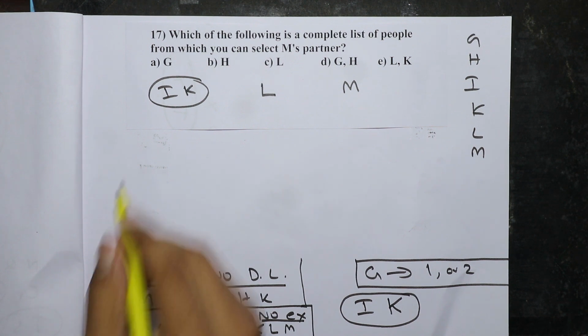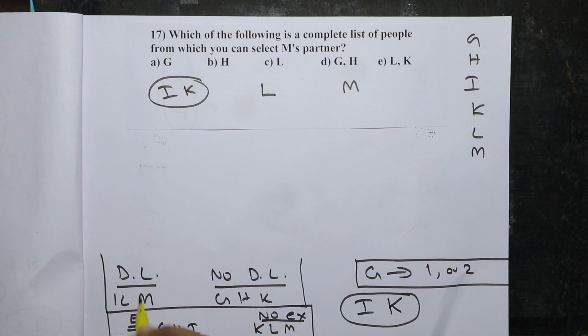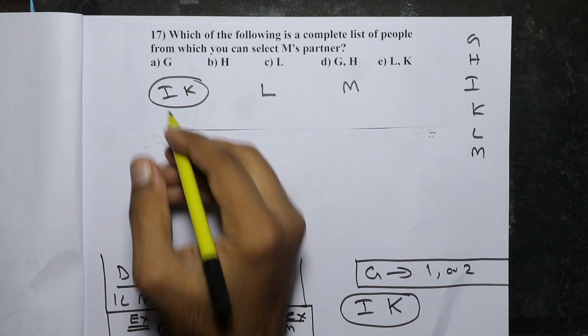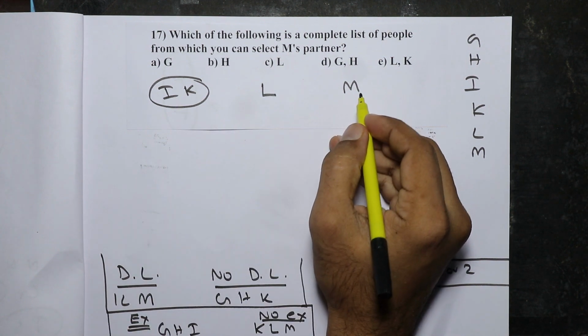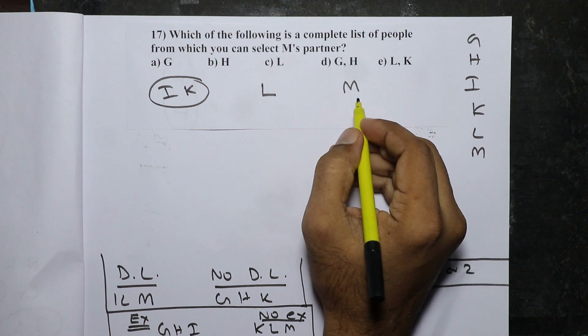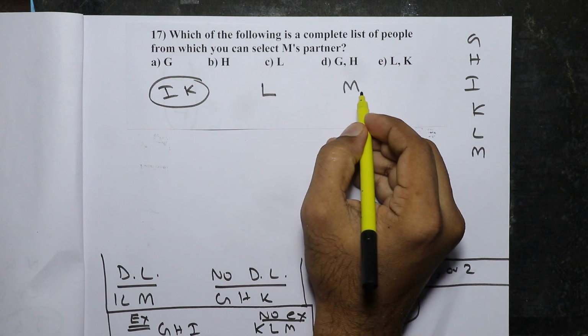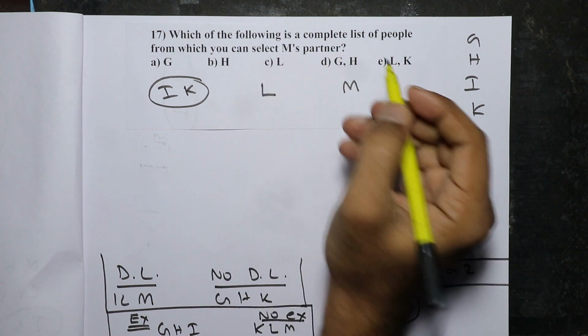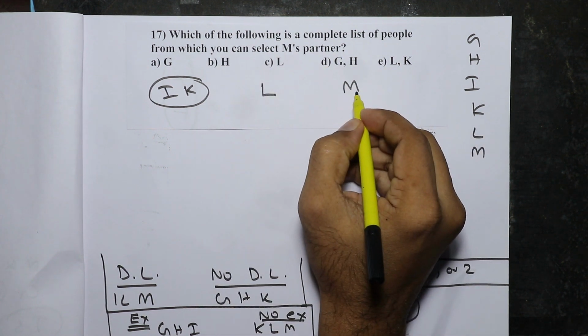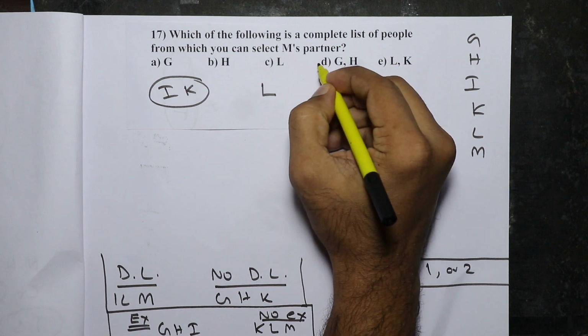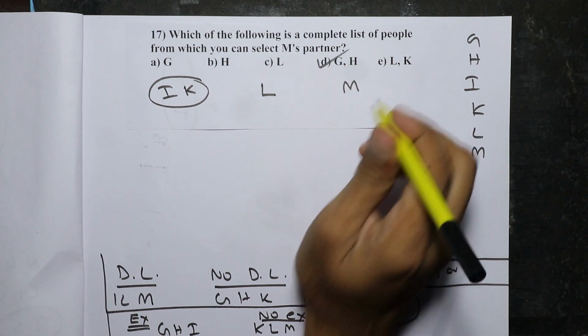Only then will each team have one person who has a driving license. So all these people have been accounted for. Remaining people are G and H. So it can be G here and H here, or H here and G here. So M's partner can be either G or H. So option D, G or H. That is the right answer.